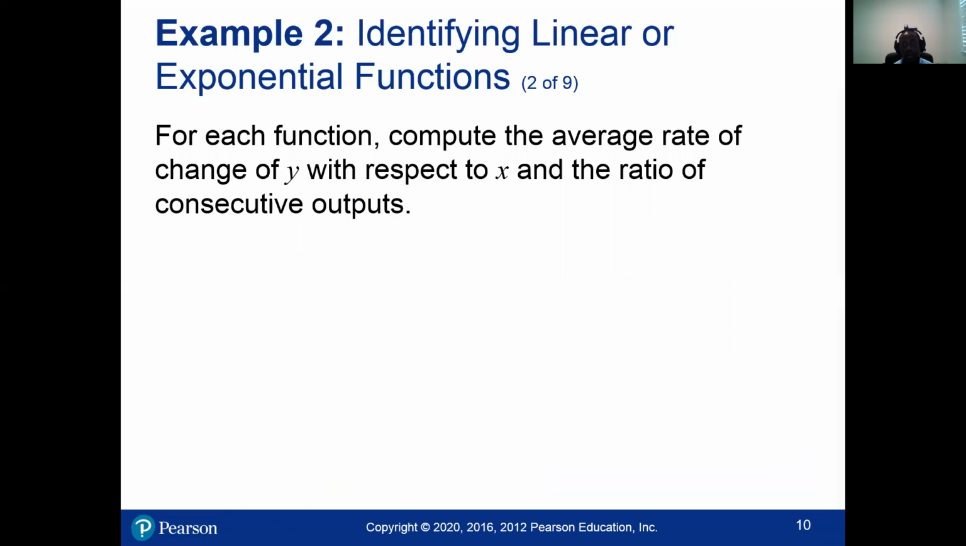For each function that we have there, if it's linear, we're going to calculate what we call the average rate of change of y with respect to x. And then we also find the ratio of the consecutive outputs.